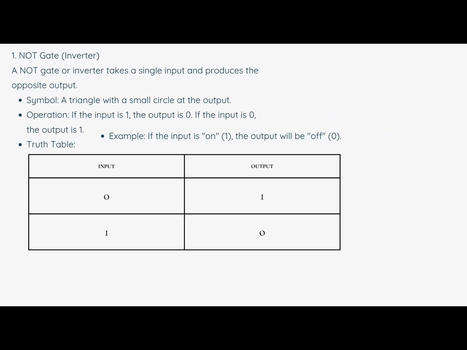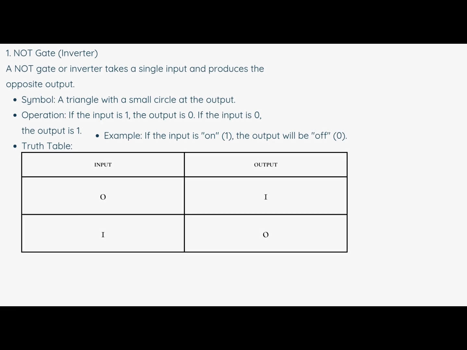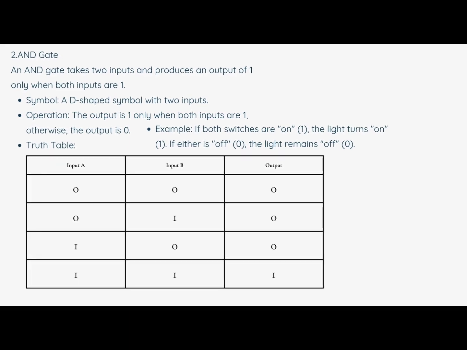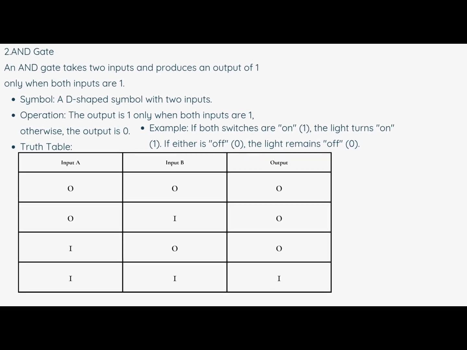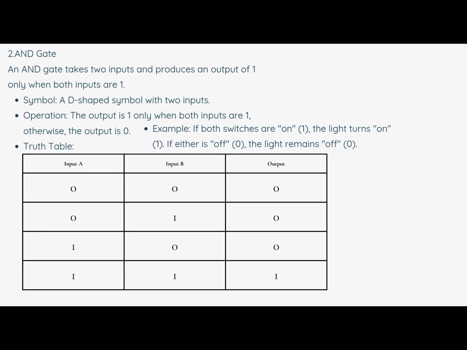The first one is the NOT gate, or inverter. It takes a single input and produces the opposite output. For better understanding, read the information below. The second one is the AND gate. An AND gate takes two inputs and produces an output of 1 only when both inputs are 1. For better understanding, read the information below.